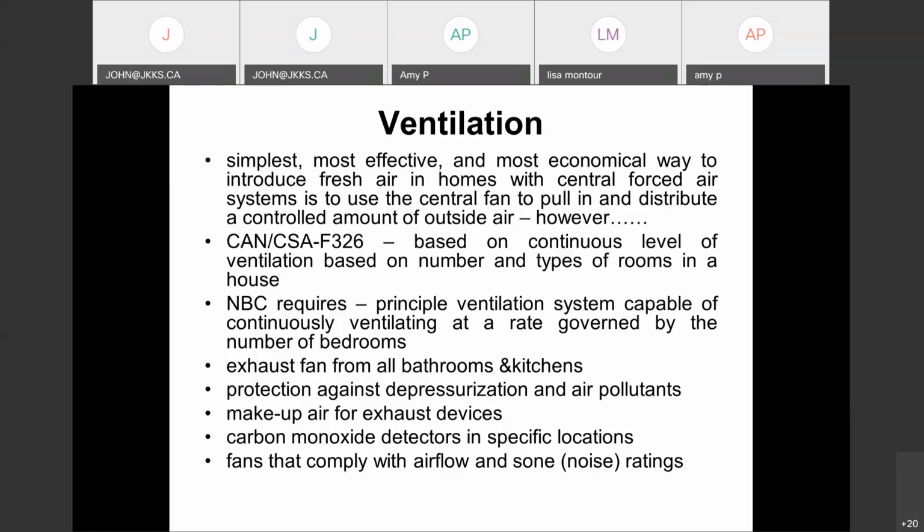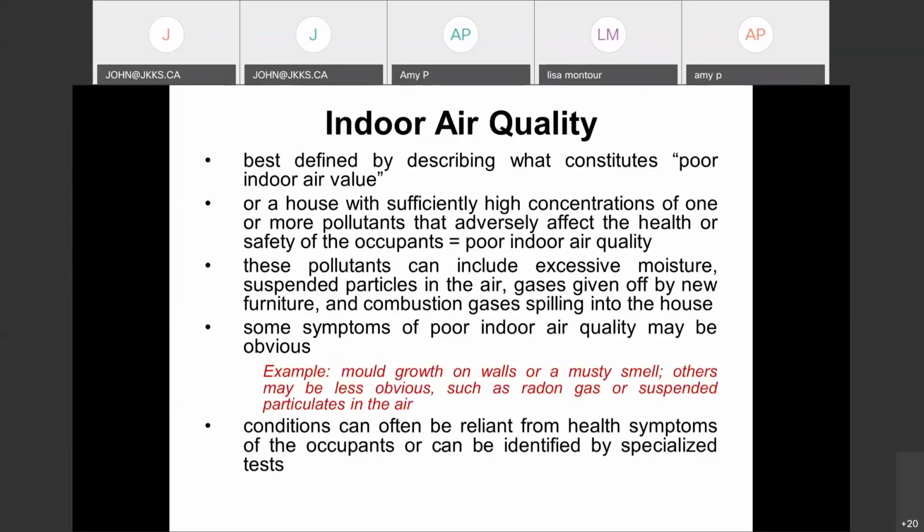The other thing too is, what about carbon monoxide detectors? Thinking about carbon monoxide, certainly we're going to talk about issues such as how do we detect the spillage of combustion gases potentially into the house. The other thing we need to think about with fans is certainly the airflow and the sone or the noise ratings. So again, some things to think about inside the house, that building science isn't just about the outside. We need to think about also what's going on inside.